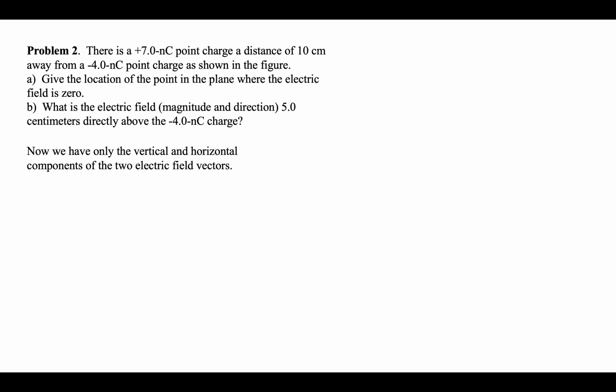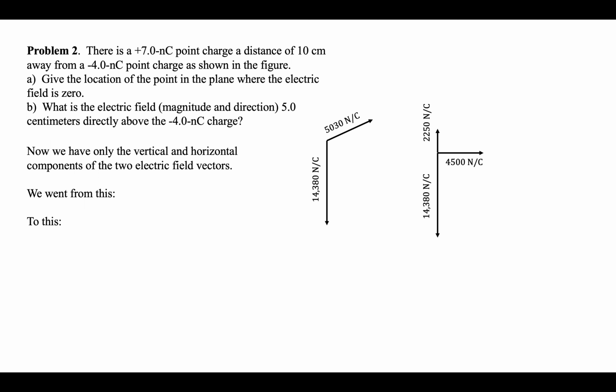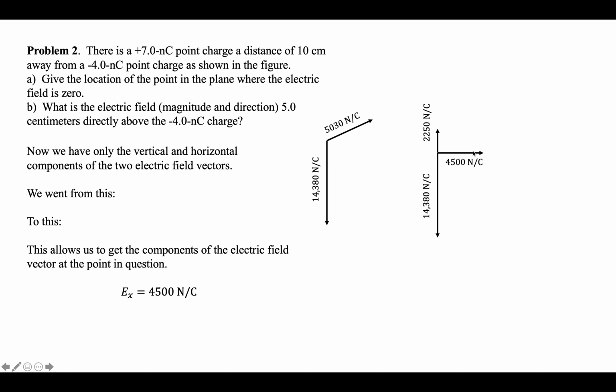So now we only have the vertical and horizontal components of the two vectors. We started with that, and then we got this. We took that 5030 and we divided it into x and y. Now it's easy to get the total x component. That's obviously 4,500. There's the only one. For the y component, we have 14,380 down and 2250 up. Subtracting the 2250, we get 12,130, and it's down.